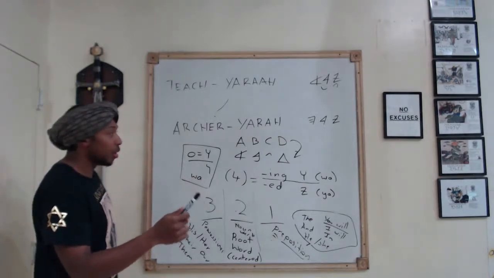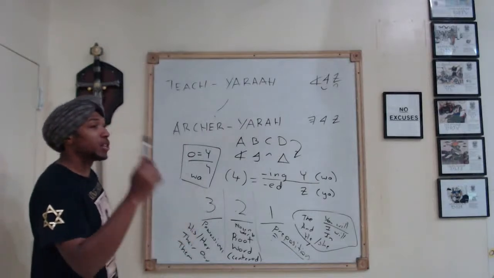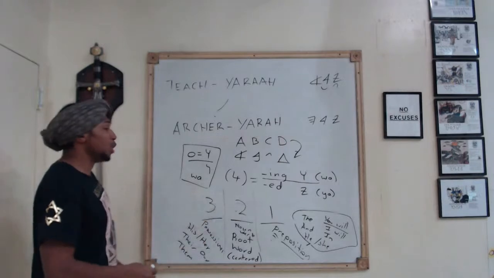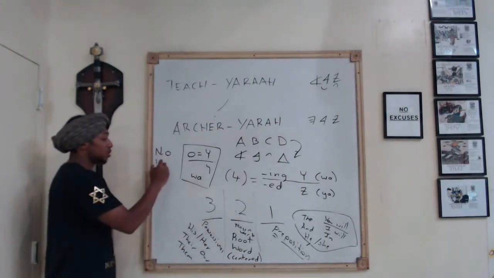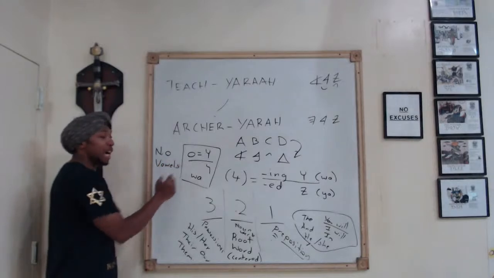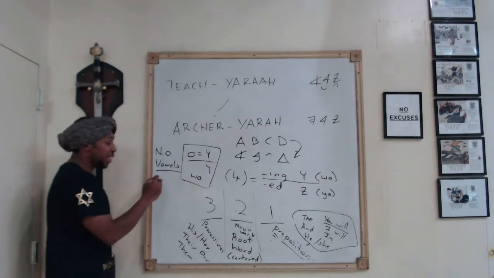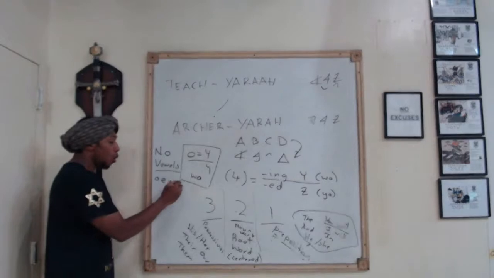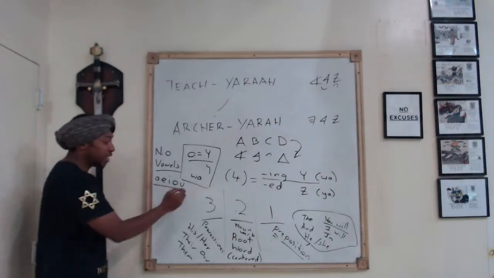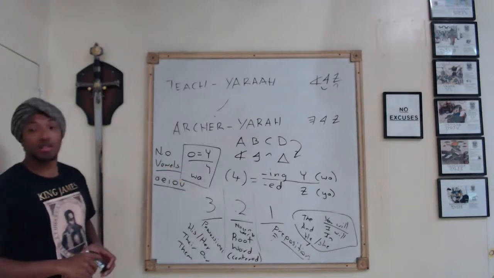Read. Only what? The consonants. Only the consonants were used. Meaning what? There were no vowels. There were no vowel sounds in the Hebrew. There was no additional A. There were no E sounds, no I, O, or U. You couldn't find these in Hebrew, according to Jewish scholars.